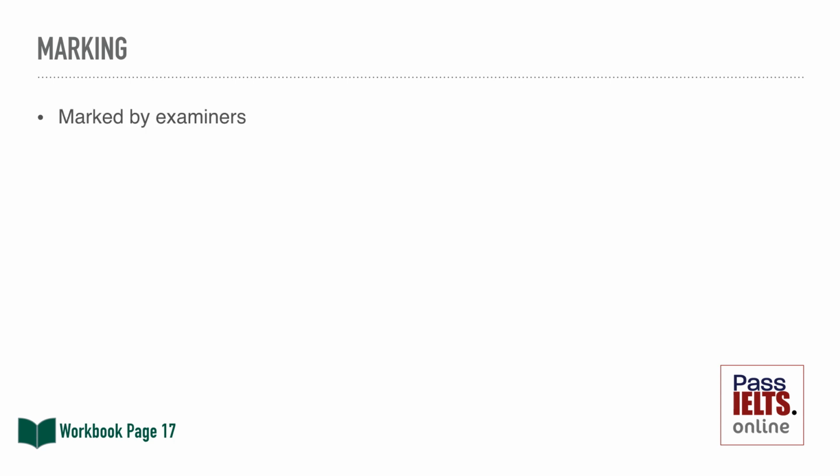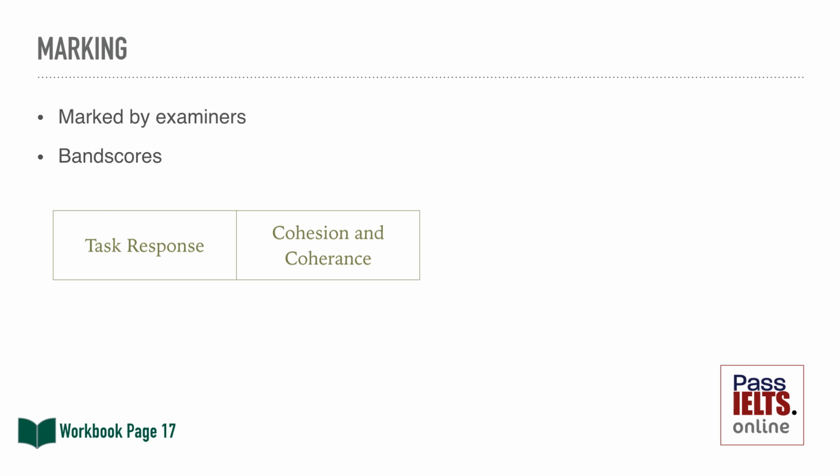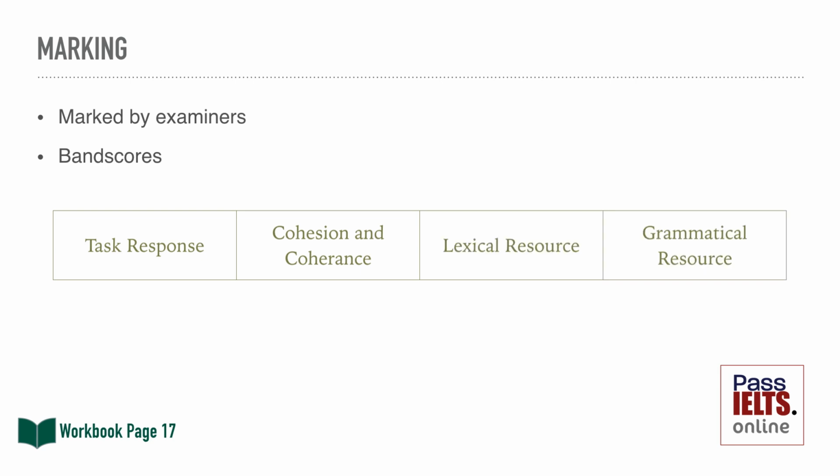It is again marked by examiners using band scores, which you can find in your training booklet. The band scores this time for task 2 are task response, which is have you answered the whole question, coherence and cohesion, which is how you have organised your writing and how easy it is to follow, lexical resource, which is vocabulary, and grammatical resource, which is grammar.